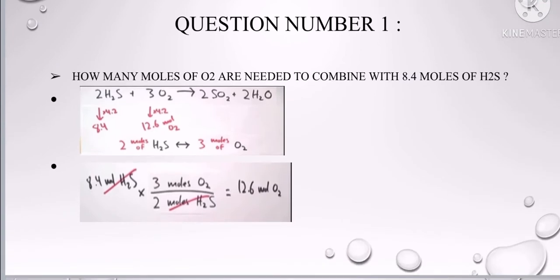So there are some questions which will make it really simple to understand the concept of moles. How many moles of O2, or let's say oxygen, which is a diatomic element, are needed to combine with 8.4 moles of H2S? So this is the formula. These are the reactants: 2H2S plus 3O2 gives, after they have combined, 2SO2 plus 2H2O. It's really simple.